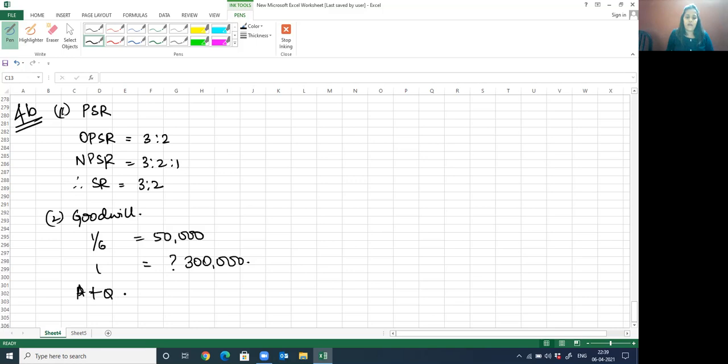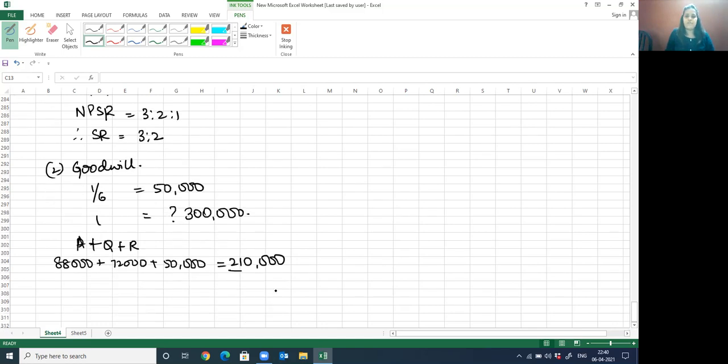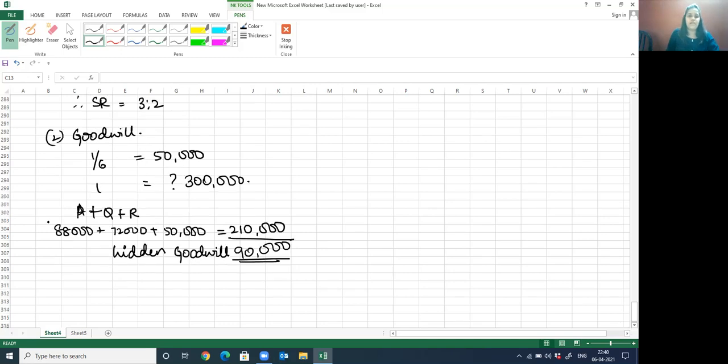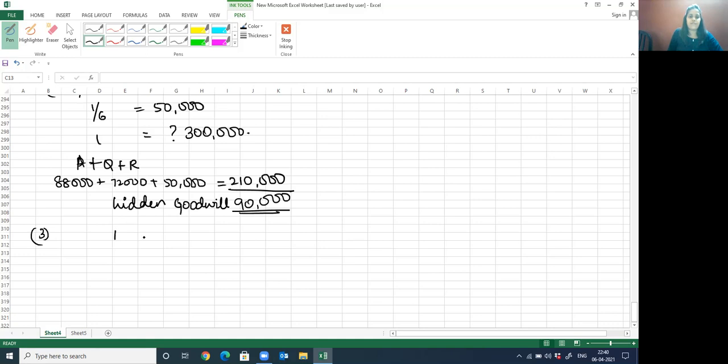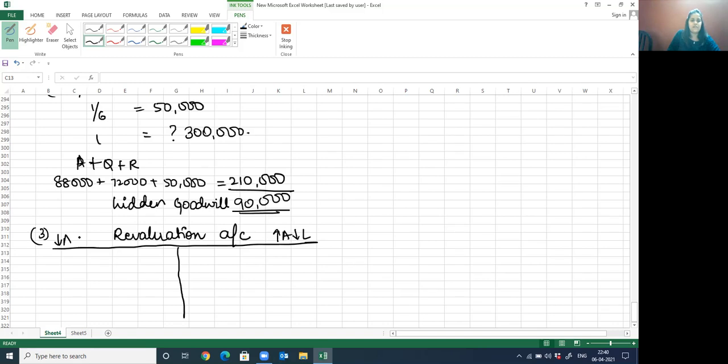P, Q and R, the capital is 88,000, 72,000 and 50,000. Therefore, the capital becomes 2,10,000. So therefore, the goodwill becomes 90,000 of the firm. This is called as hidden goodwill. Okay. Next, we will prepare revaluation account. So in revaluation account, increase in asset comes here, decrease in liability, decrease in asset, increase in liability.